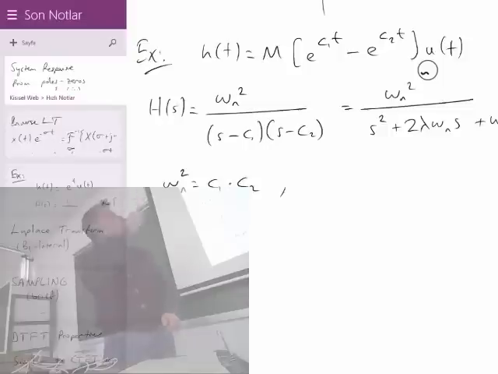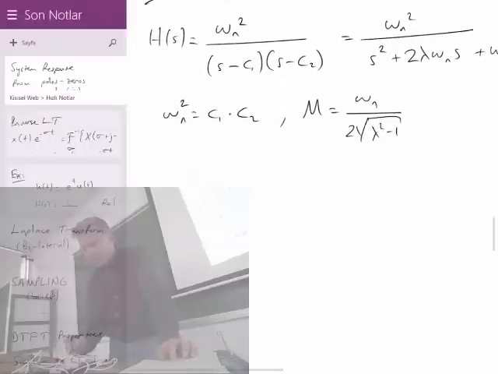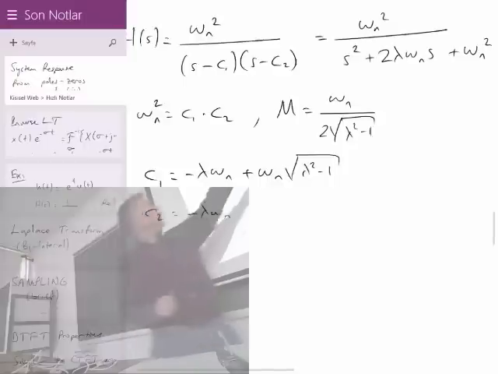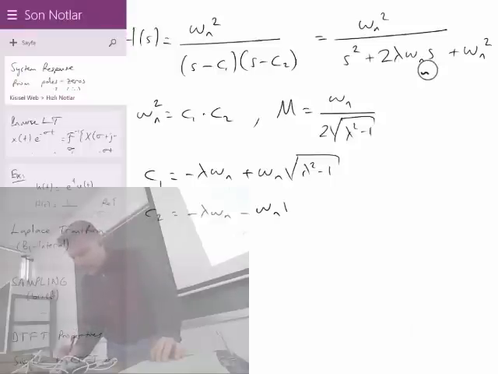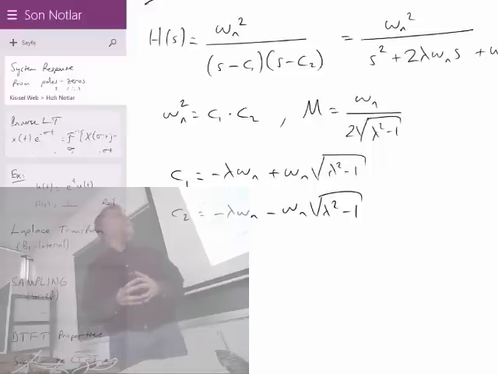And here in the first expression at the top, h of t has an m, which is a scaling magnitude. That m is omega n divided by 2 square root of lambda square minus 1. And with respect to lambda and omega n, c1 and c2 actually have a better explanation. C1 is equal to minus lambda omega n plus omega n square root of lambda square minus 1, and C2 is minus lambda omega n minus omega n square root of lambda square minus 1. They are the roots of this second order polynomial in the denominator. We know how to find the roots of a second order polynomial, right?